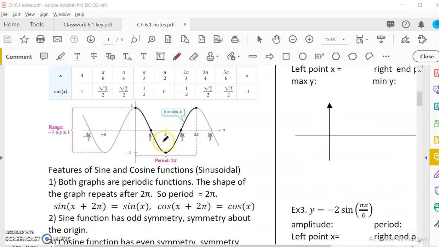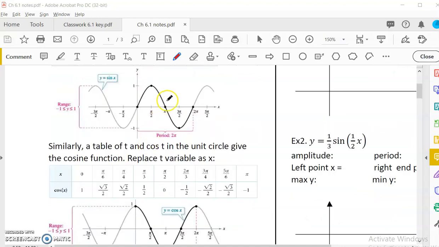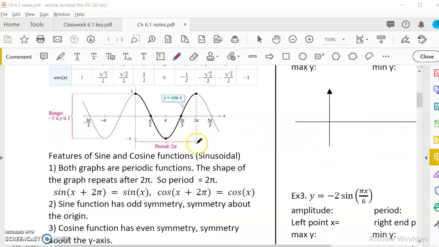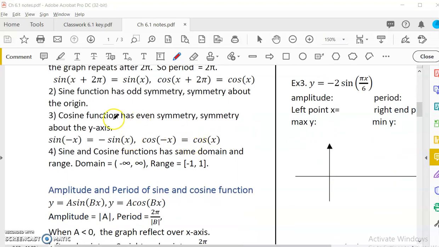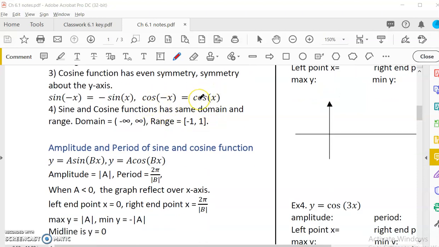And if you also look at the graph, the cosine function has even symmetry because the left and right are the same, right? If you look at the left and the right of the y-axis, it's symmetrical. So it's an even function. The sine function has odd symmetry, meaning if you turn this graph upside down, rotate 180 degrees, it's symmetrical about the origin. So cosine function is an even function, sine function is an odd function, namely sine negative x is equal to negative sine x, cosine negative x is equal to cosine x. We talked about those in chapter 5 already.